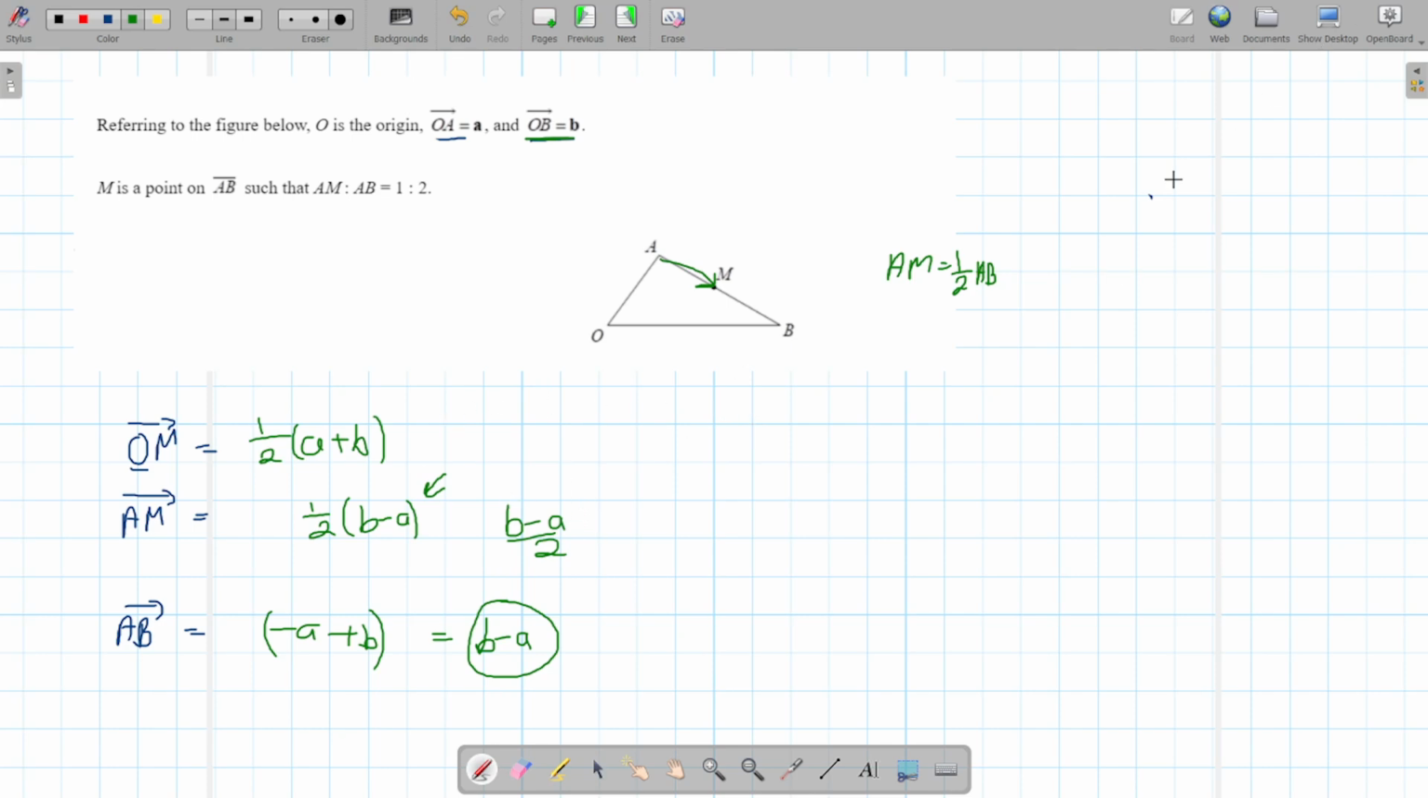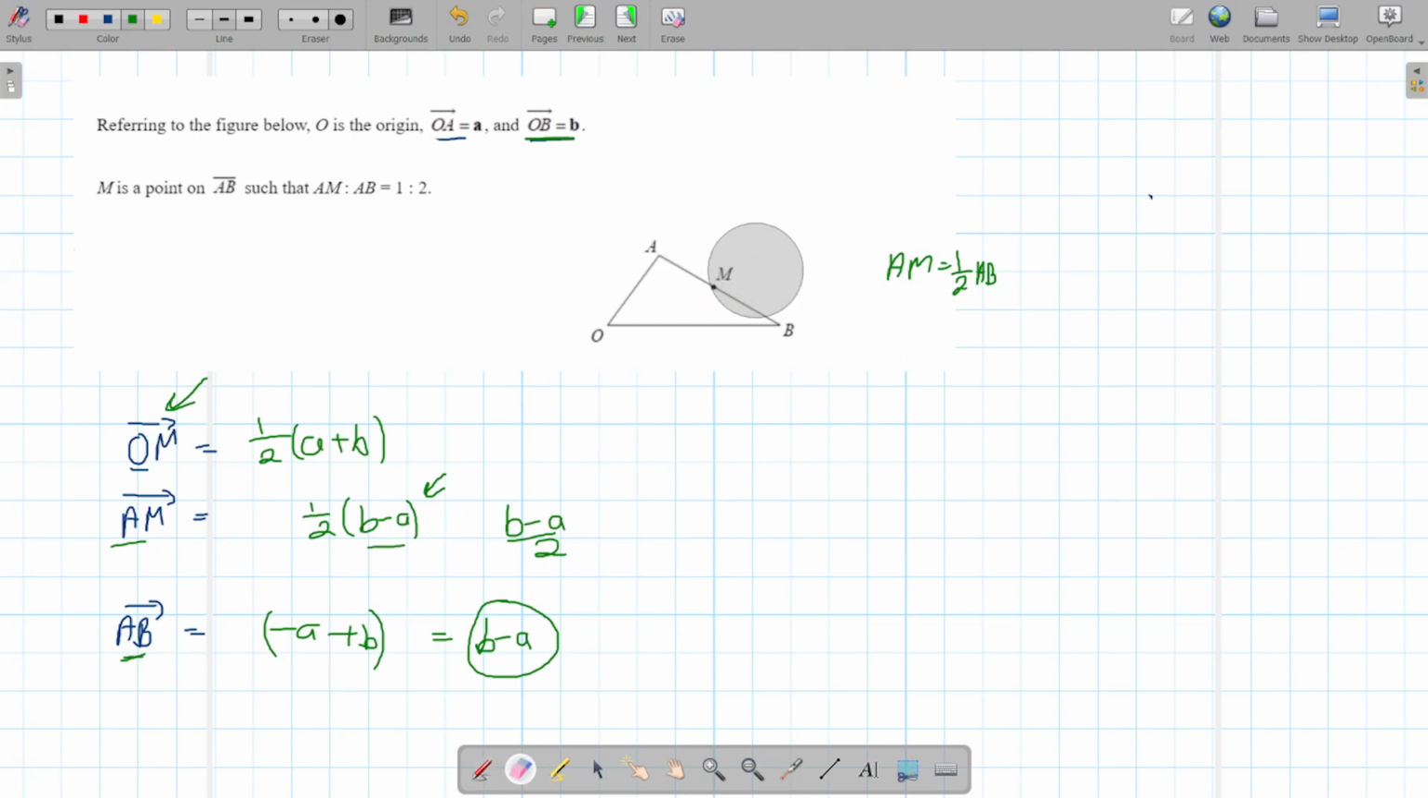Yeah, I mean, that's pretty much it. When you find OM, you find the rest. You find all three. AM is half of AB, so it's just half of B minus A. If you don't know how to find AB, then that's the basic.